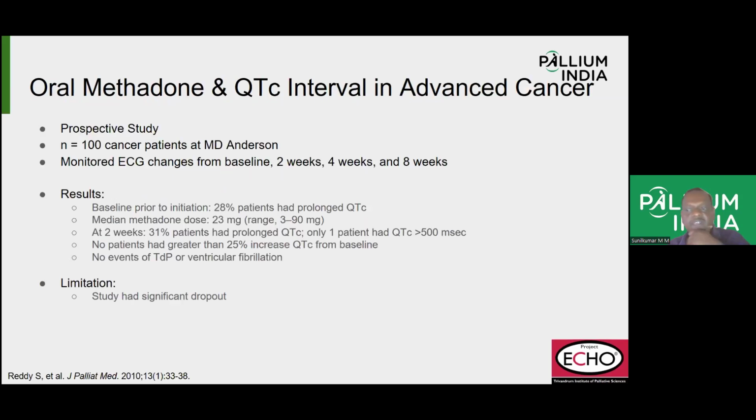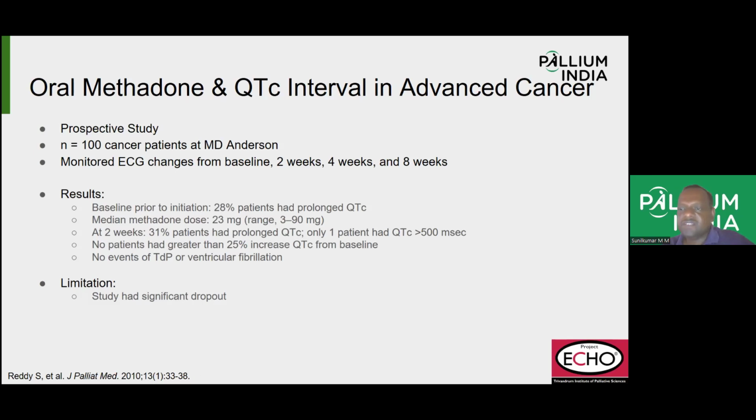Here, there is a study by MD Anderson Cancer Center, and they recruited 100 patients for starting on methadone, and they did serial ECGs, regular ECGs. And what they found out, analyzing the ECGs, was that they couldn't find any patient developing Torsades de pointes or ventricular fibrillation. And even though some patients had some increased QT interval, none of them developed Torsades de pointes or ventricular fibrillation. The median methadone dose was 23 milligram. The range is from 3 to 90 milligram.